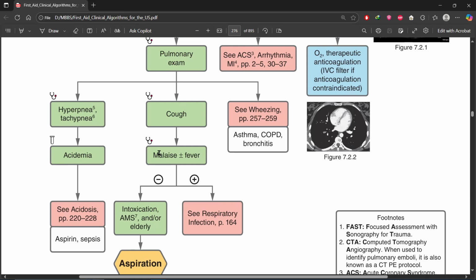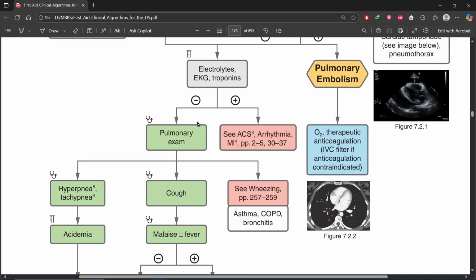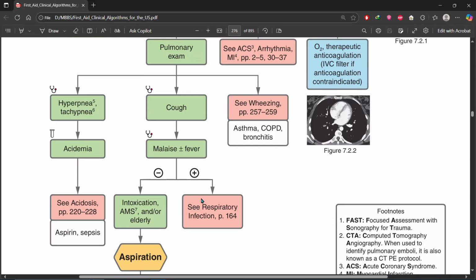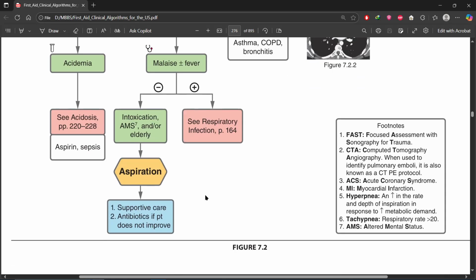Also, the patient would not have fever. He would, although, have cough and would have dyspnea, and pulmonary exam would also be abnormal. So this is how you go towards approach dyspneic patient. So if it is aspiration, then we give supportive care. There is no treatment for it. But if the patient does not improve on itself, then we go for the antibiotics.